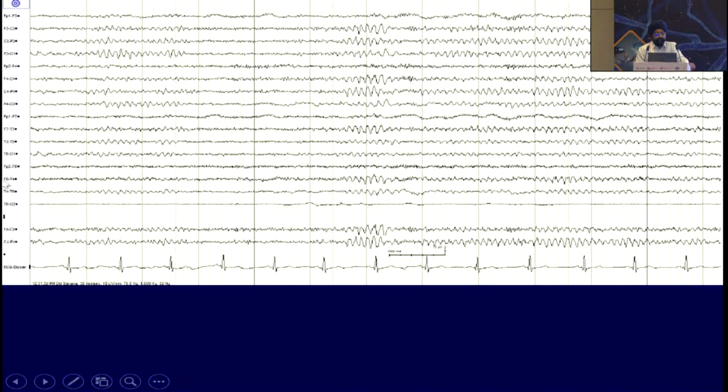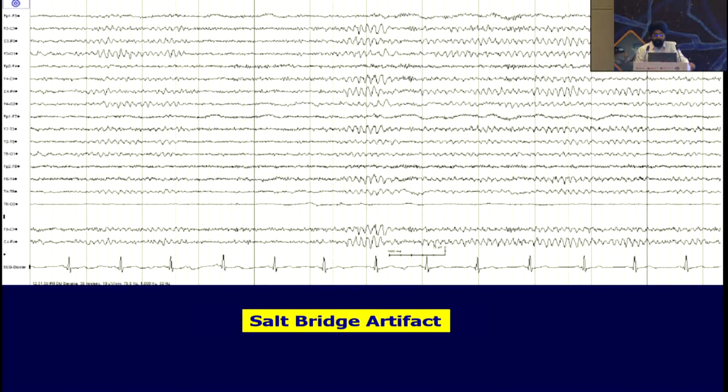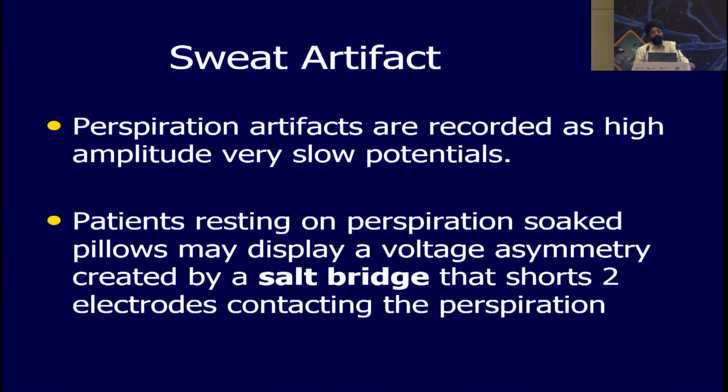So in this, if you see, all of the leads are showing activity except for T6 O2, which is showing a salt bridge phenomenon. So they have joined and found one channel, and it is almost isoelectric to each other and it's a flat line. Sweat artifact, perspiration artifacts are recorded as high amplitude, very slow potentials. That is where the need of high frequency, low frequency filter is required.